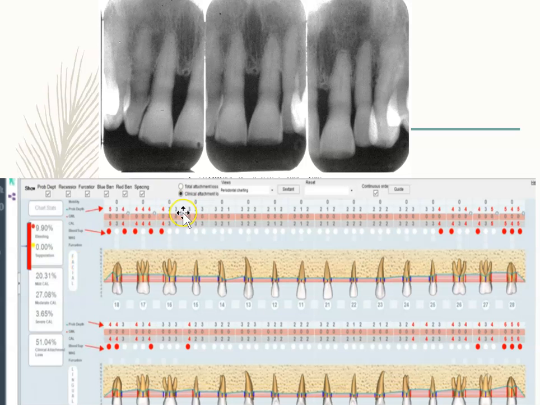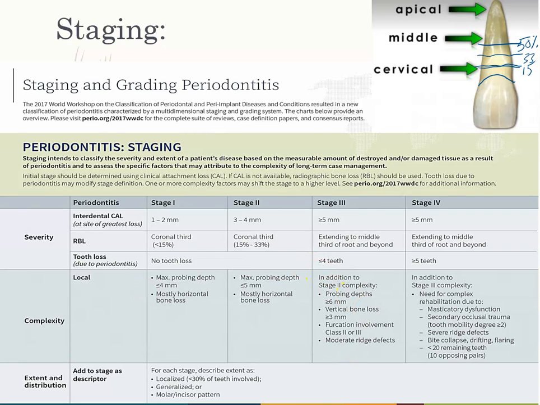So let's look at this example over here. And by the way, I do have a video that goes over staging and grading. So if you're unfamiliar with this, I do encourage you to watch that video. But here, when we look at this, the highest mesial distal or interdental CAL is a 6, right? The highest probing depth here is a 6, and the highest CAL is also a 6. So what does that mean? That means that the highest probing depth is a 6, the highest CAL is also a 6.